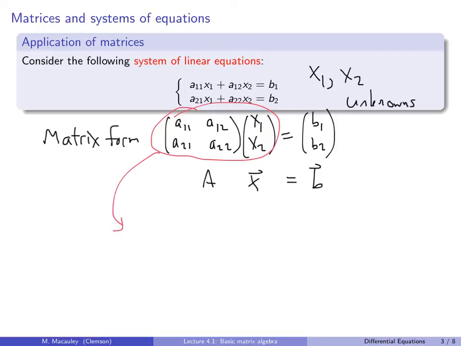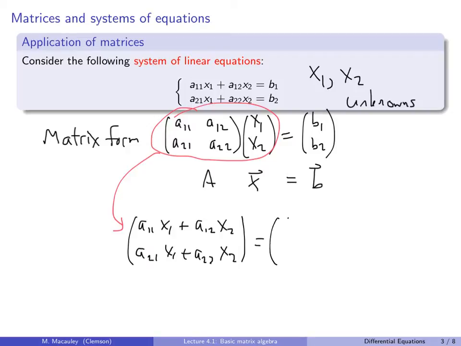And if we do that, we actually get a vector that looks like a11 x1 plus a12 x2, and then a21 x1 plus a22 x2, and that is equal to b1, b2. And notice this equality. This is exactly the same thing as how we write it up here. So solving this is akin to solving this.